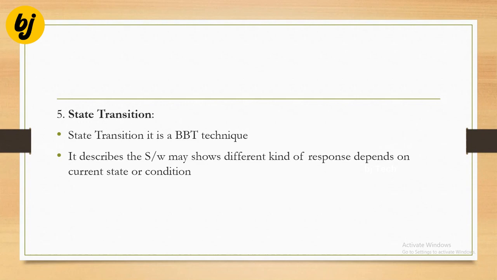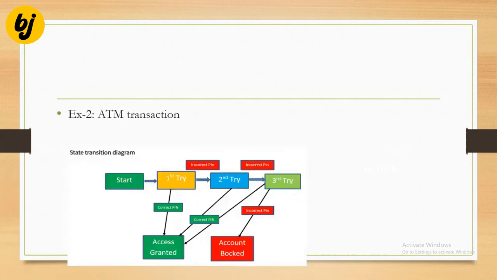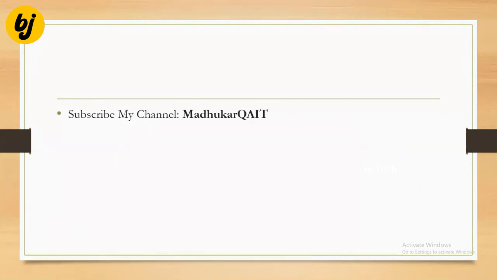These are the five black box testing techniques: boundary analysis, equivalence class partition, error guessing, decision table testing, then state transition coverage. These are the black box testing techniques.